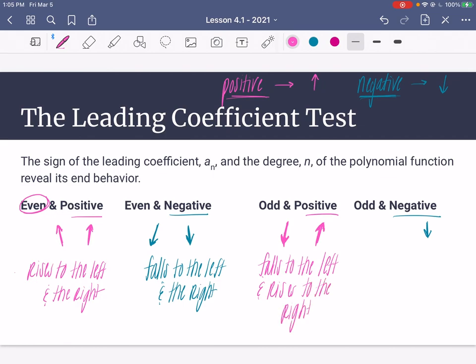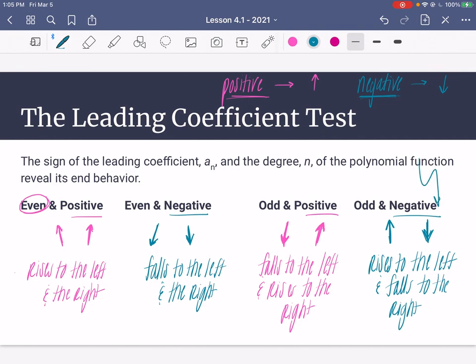And then last but not least, odd and negative. So odd and negative, pointing down as you go to the far right of the function, and then odd, meaning the opposite side, the left side of the function is going to point up, opposite direction, okay? So this one rises to the left side of the function and falls to the right side of the function. So you could have something like this, something like that.